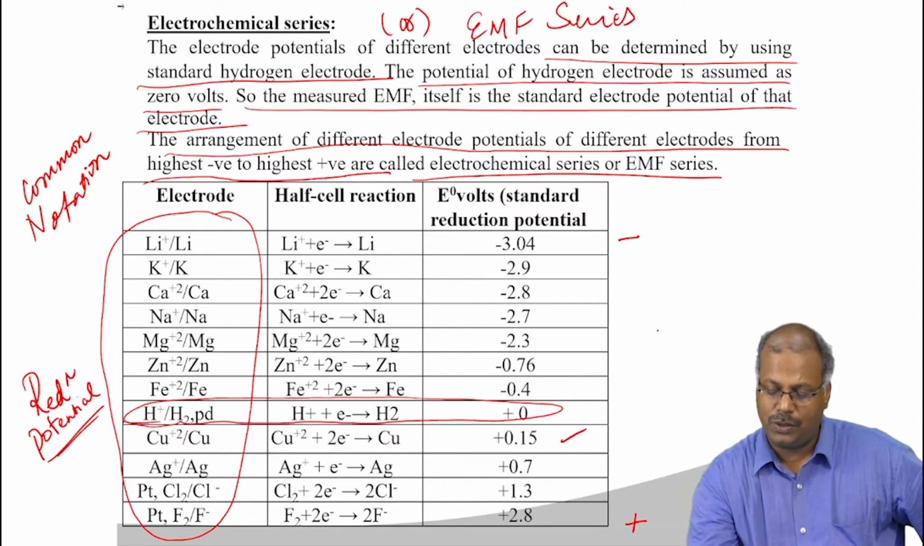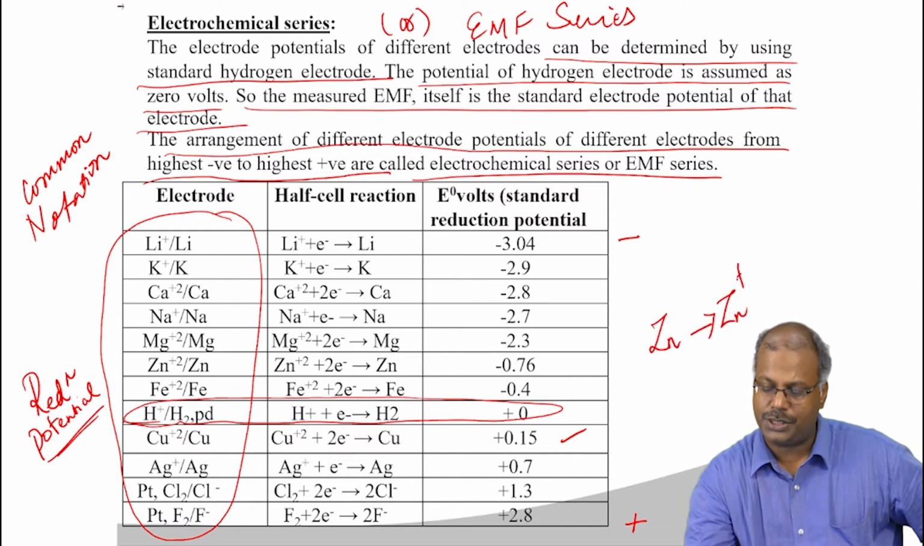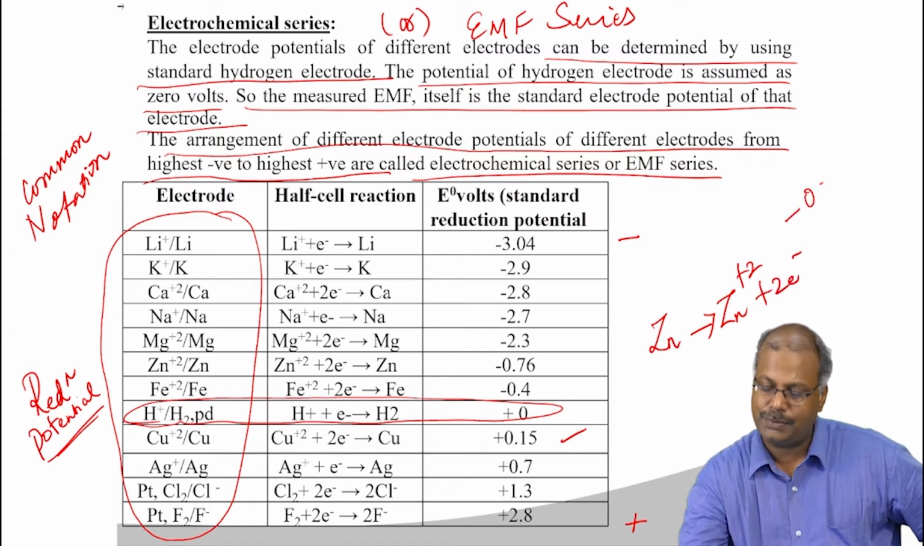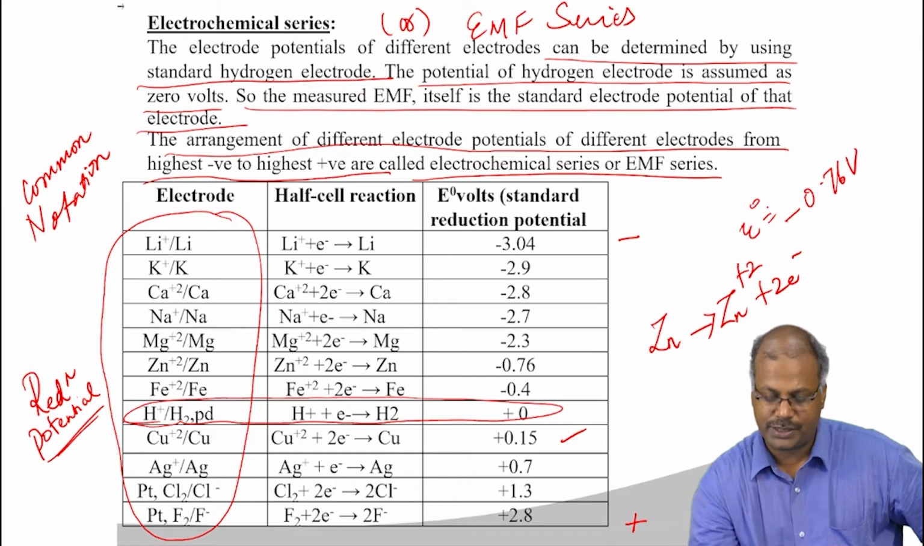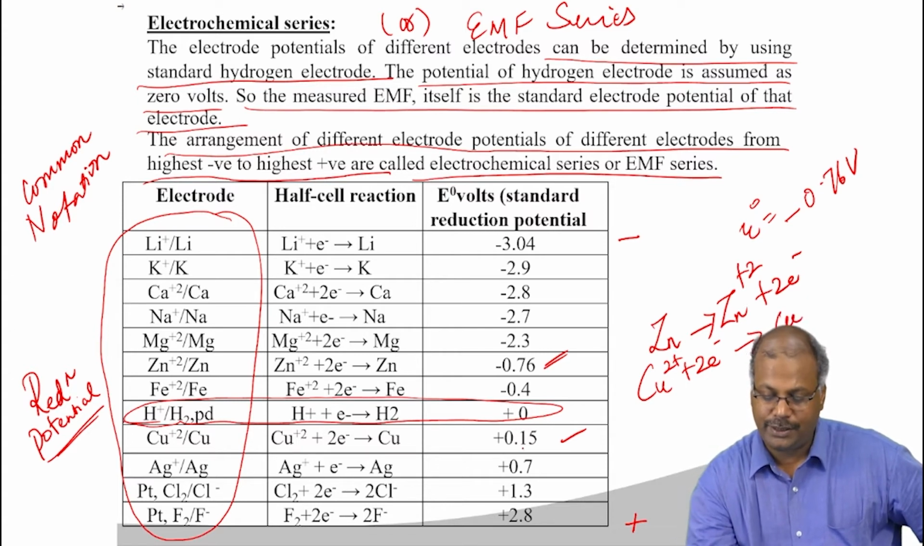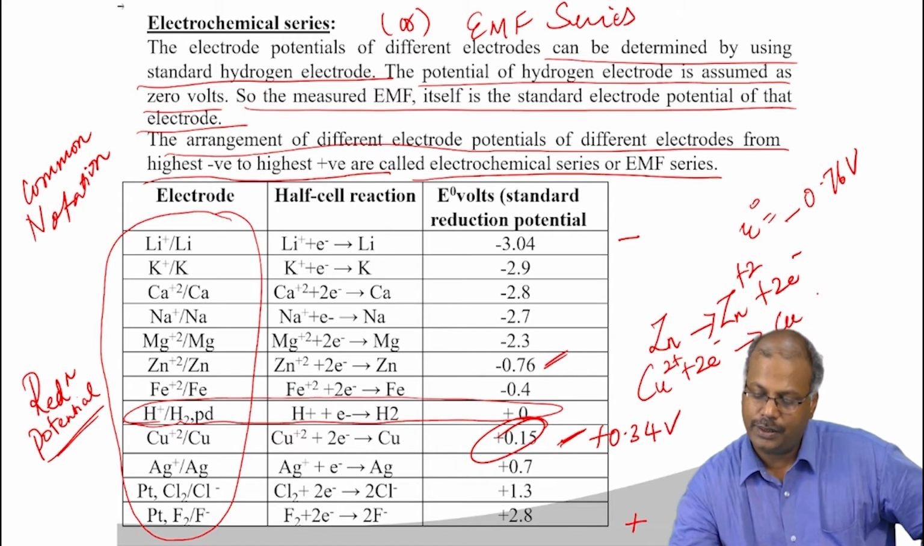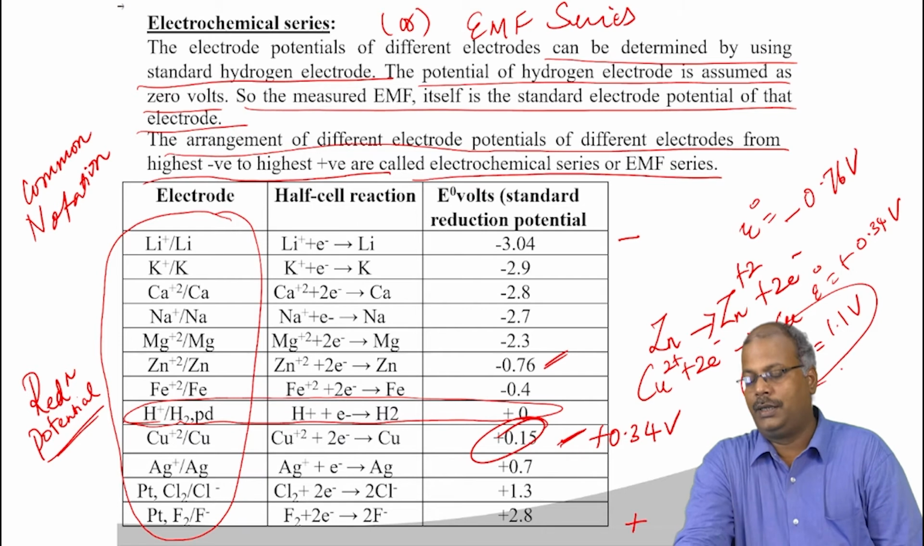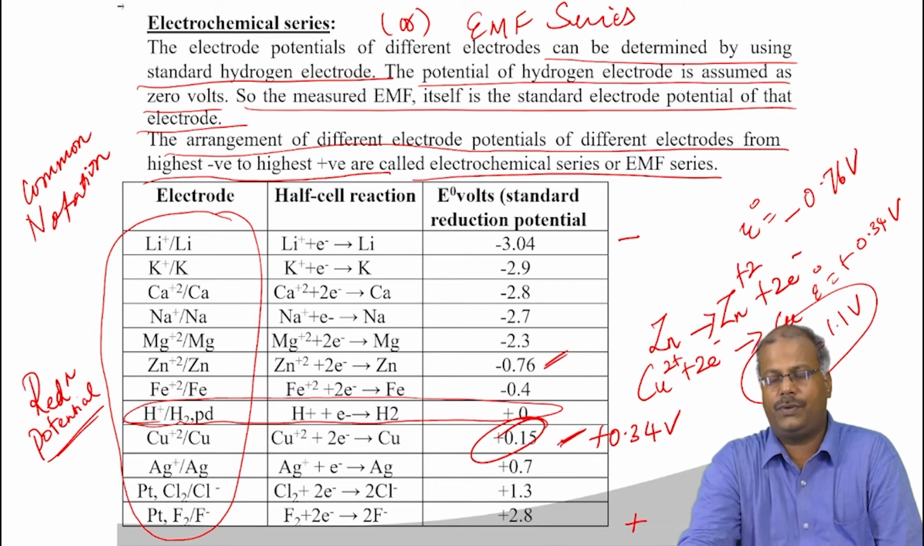Even though zinc, as we know very well, undergoes oxidation, its E value is minus 0.76 volt, which is given here. For copper, we have seen the very well known example of the zinc copper electrochemical cell. Here it is given wrong; it should be plus 0.34 volts. E naught is equal to plus 0.34 volts. So we know that EMF is equal to 1.1 volts, E of reduction minus E of oxidation.